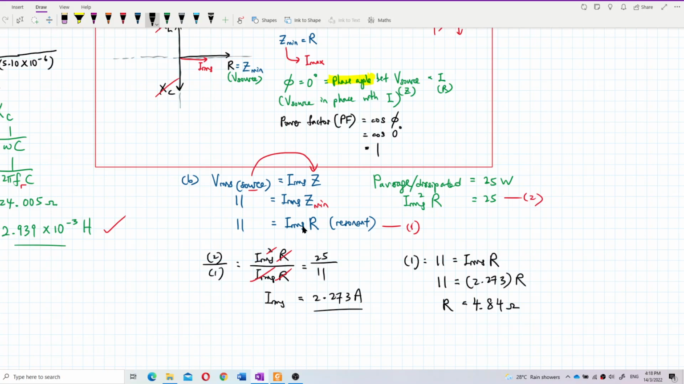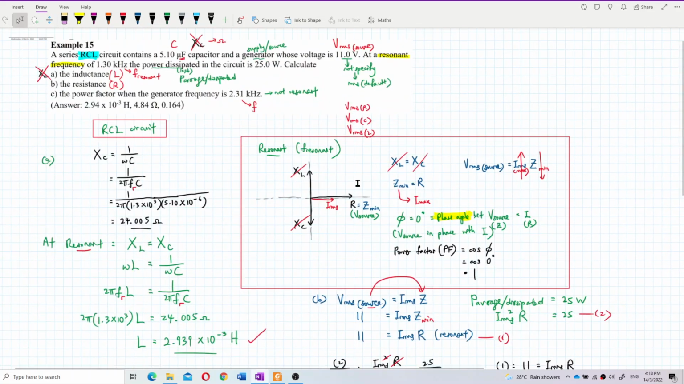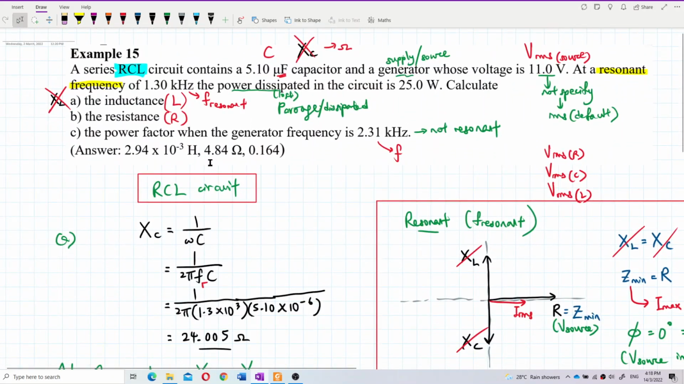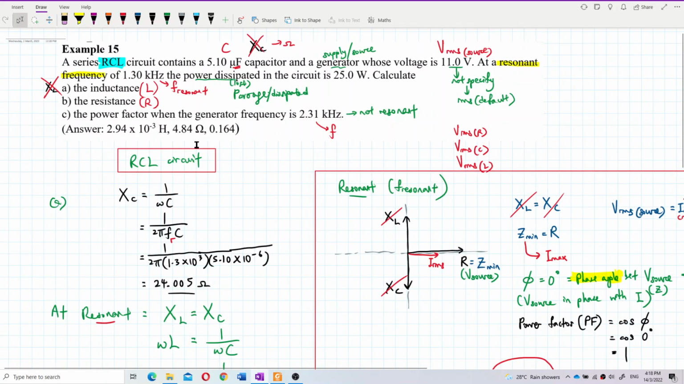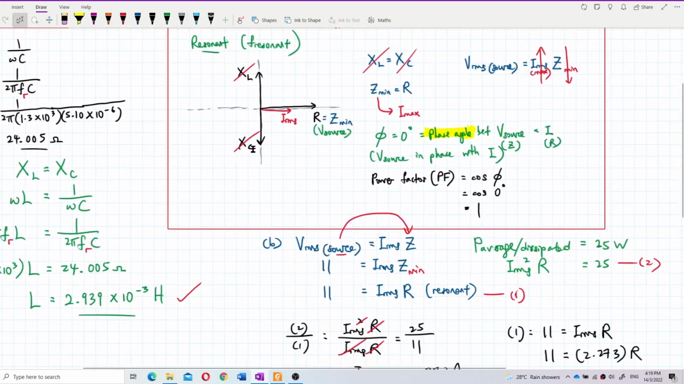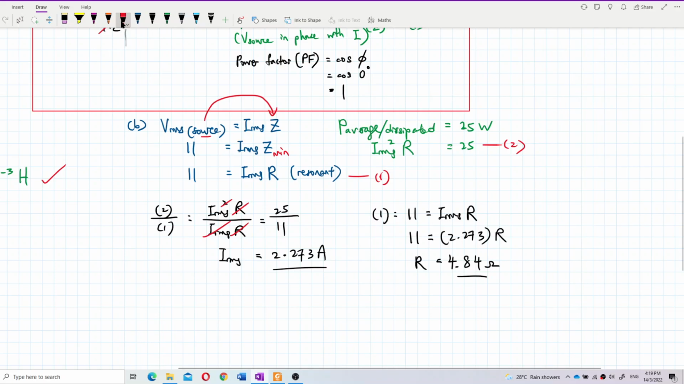4.84 ohm. Okay. Let's check my answer. Resistance 4.84. Is it correct? Oh, jackpot! I got the answer correct. 4.84 ohm, that's correct. This is a good question. Okay, 4.84. That's how you do it.